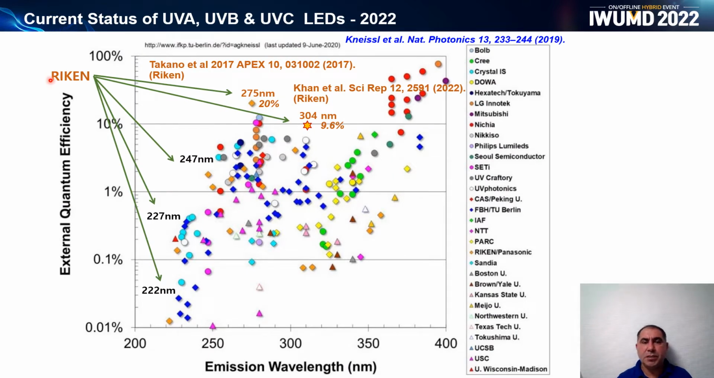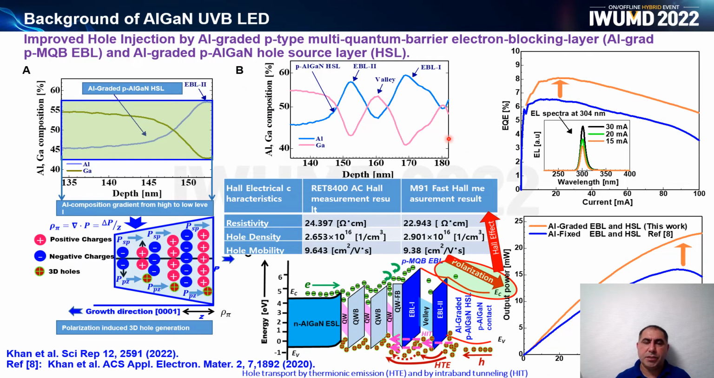Here is the current status of UV LEDs from UVA down to UVC. Riken got world record EQE of 20% at 275 emission wavelength, and we recently also achieved a high EQE, about 9.6% in UVB LED. I will just briefly discuss the recent progress.